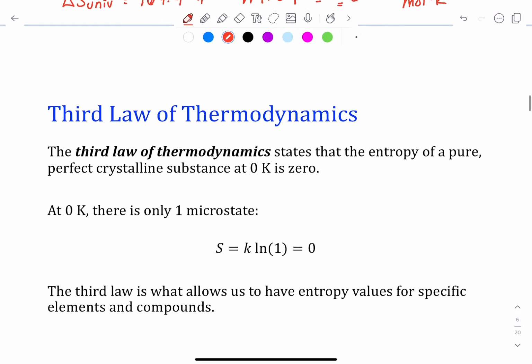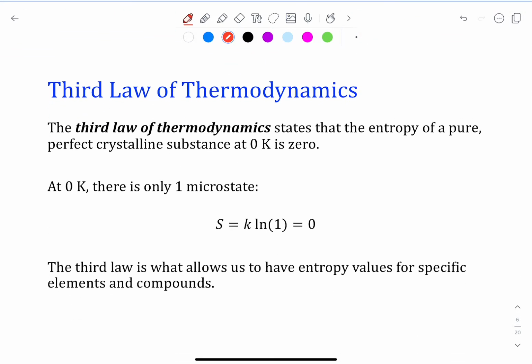Finally, we have the third law of thermodynamics, and the third law of thermodynamics is a simple one. It states that the entropy of a pure, perfect crystalline substance at 0 degrees Kelvin is 0. So when we're at 0 Kelvin, that means that there is no molecular movement. If there's no molecular movement, then there's no disorder in the system. So it is perfectly ordered when we are at 0 degrees Kelvin.